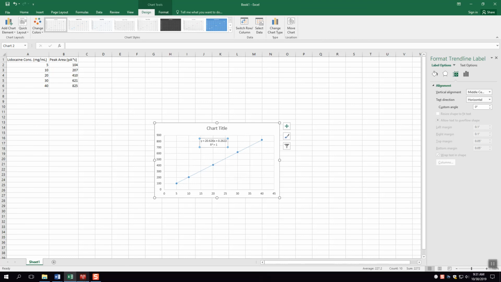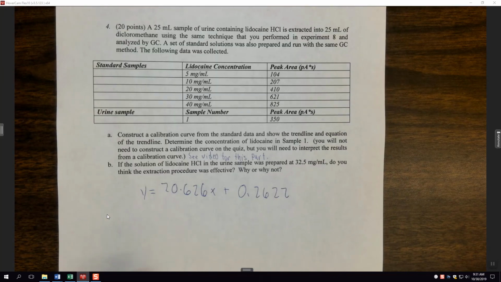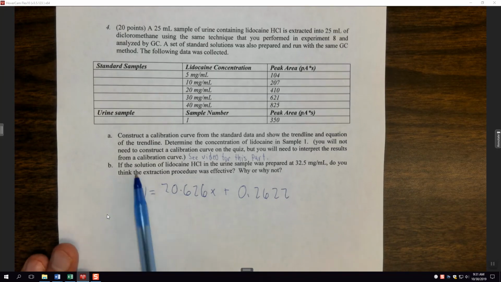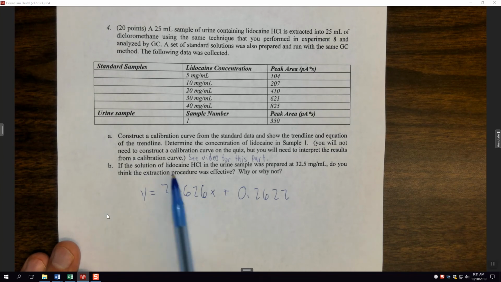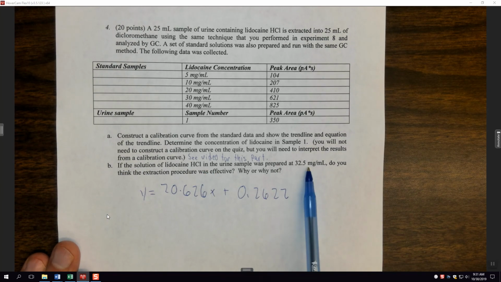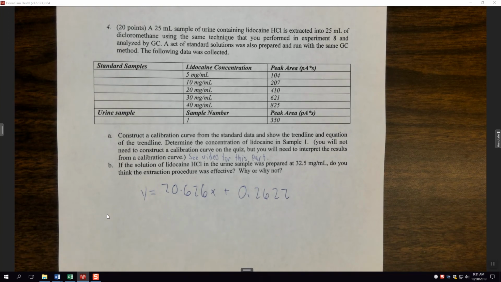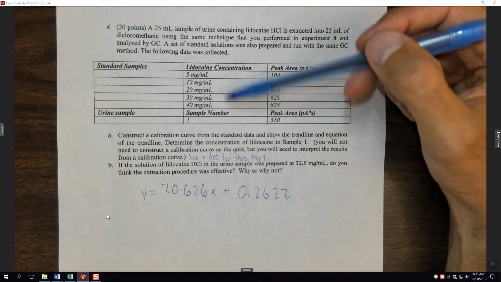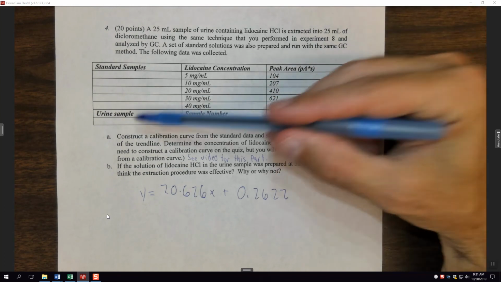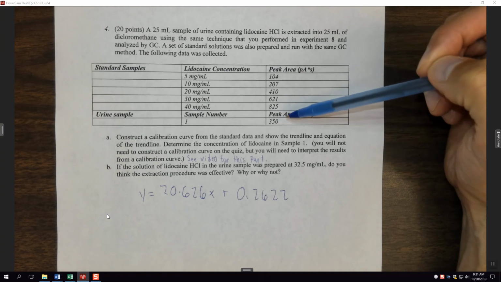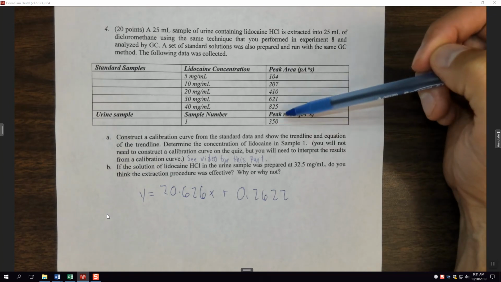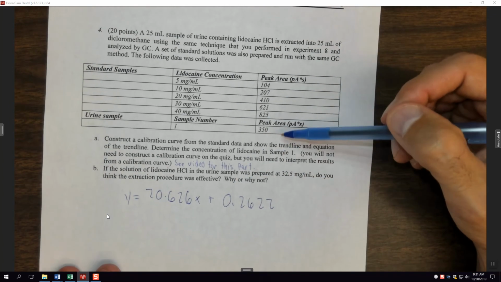Now, if we go back to our question, and I've written that equation right here, the part B says, if the solution of lidocaine HCl in the urine sample was prepared at 32.5 milligrams per milliliter, do you think the extraction procedure was effective? So how are we going to figure this out? Well, if we look up here, we have the sample number 1 for the urine sample, and we have its peak area. So before we use the calibration curve data at all, let's take a look.